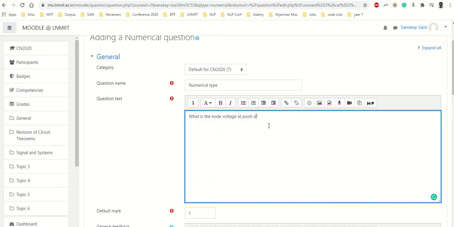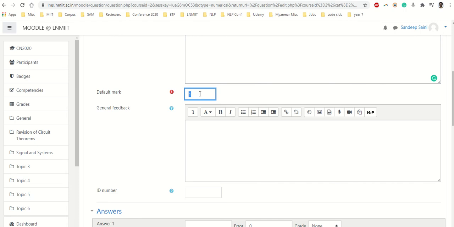Now I can give my circuit diagram here by inserting an image, or you can just write some equations: solve these equations for x, y, z, and what is the value of x. The restriction here is I can ask only one answer. I cannot ask x, y, z, all three. So that option will be later. We'll discuss what type of question can be used for that. So right now we are giving a circuit diagram and we are asking what is the voltage at point A.